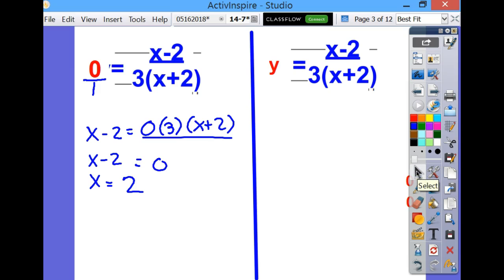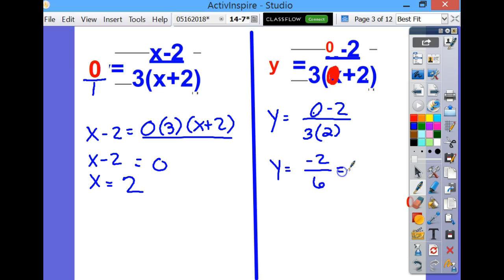Okay, to find the y-intercept, you plug that 0 in place of the x, that one. You plug a 0 in place of the x, and you solve it for y. So on the top, we have 0 minus 2, and on the bottom, 0 plus 2 is just 2. What's 0 subtract 2? And then that reduces to negative 1/3. It is traditional to put the negative out in front of the fraction. And so that is my x and y intercept.